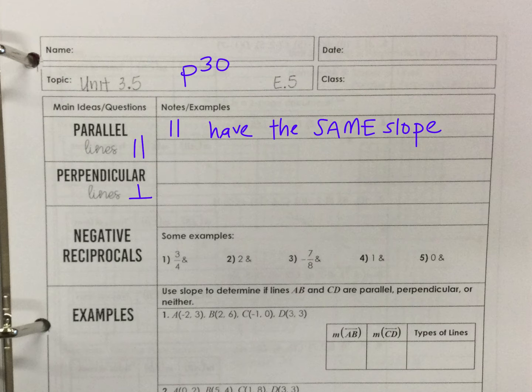Perpendicular lines, that's the symbol for perpendicular. So perpendicular have opposite, and when I say opposite, I mean if it's positive, the opposite's negative. If it's negative, opposite's positive. Reciprocal. And that means I flip the fraction.